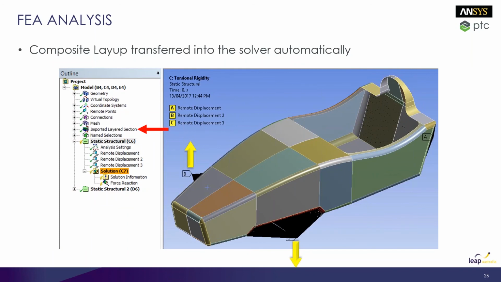So with our composite layup all defined in ACP, we're transferring this information across into our FEA analysis. So this is ANSYS Mechanical, and you can see here imported layer section. This is where all of that information of ply layup definition is. All the different individual plies, their orientations, their thicknesses is integrated into this feature here. And then we can just essentially simulate our model like any other mechanical model, applying our boundary conditions, running the analysis, and post-processing with whatever results are going to be specific to that application.